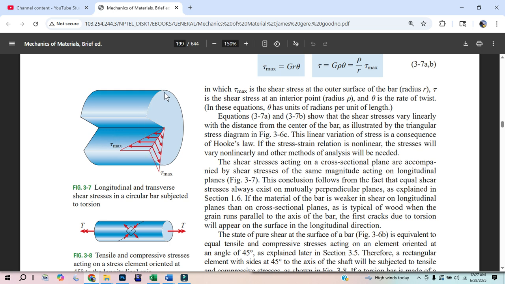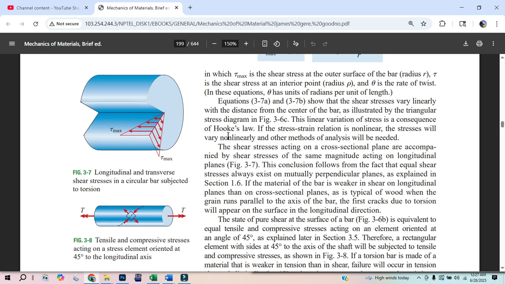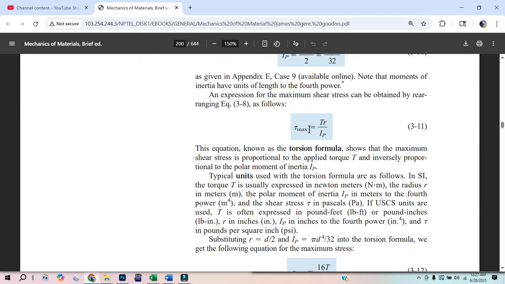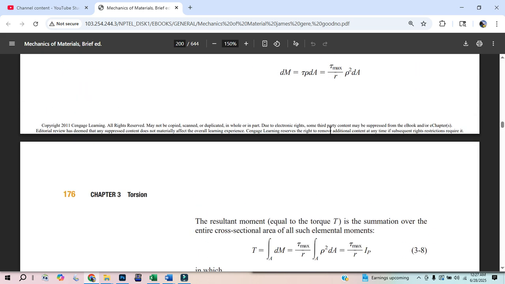Maybe I want to know the max torque I can put on this, and then I just go back to the equation. I know this is 22,000. I know my radius is whatever. I know what cylinder I'm making it out of, and I can find the torque. And so there you go.